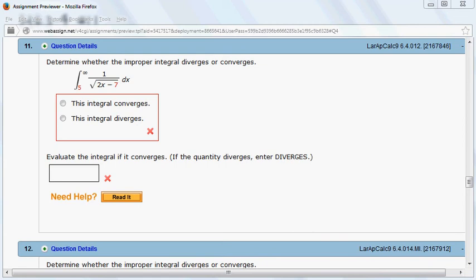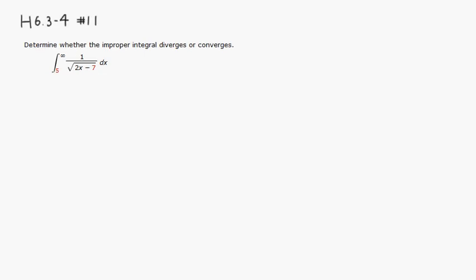Okay, let's look at the homework 6.3, 6.4, problem number 11. Alright, so let's evaluate this improper integral. First thing we would do is use a substitution. I'm going to let u be 2x minus 7. Then go through the usual drills.